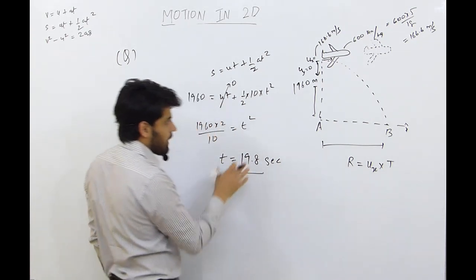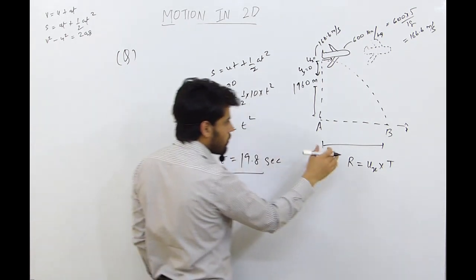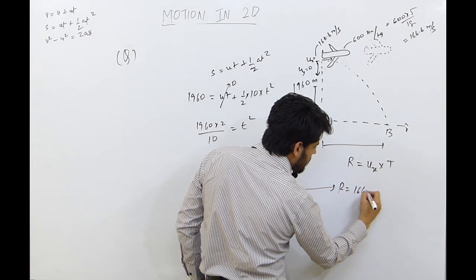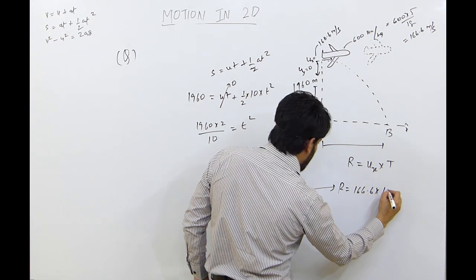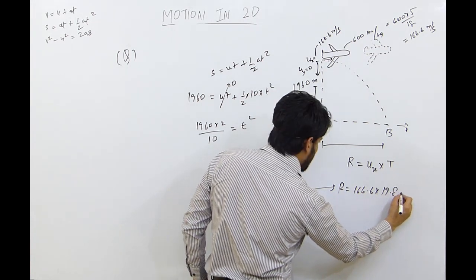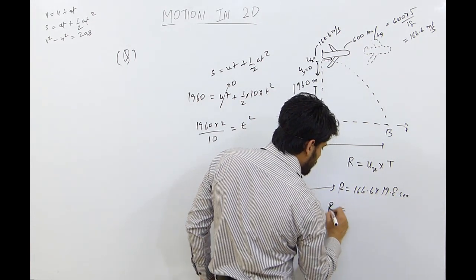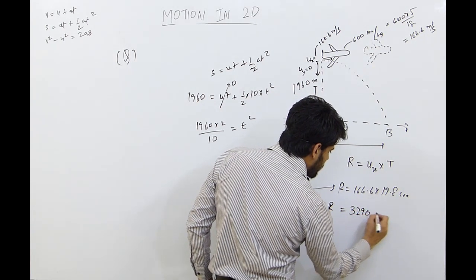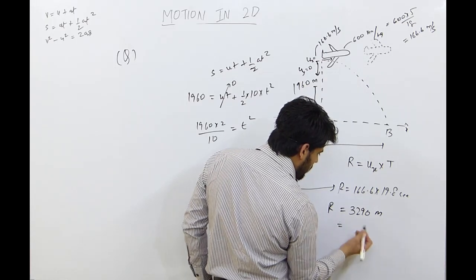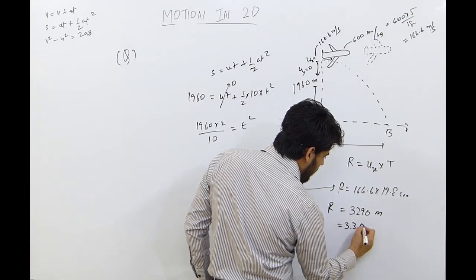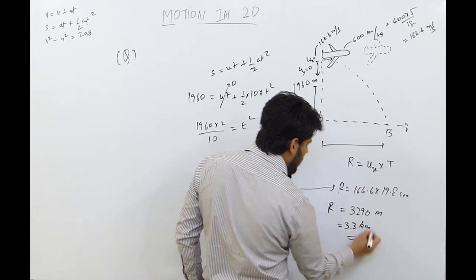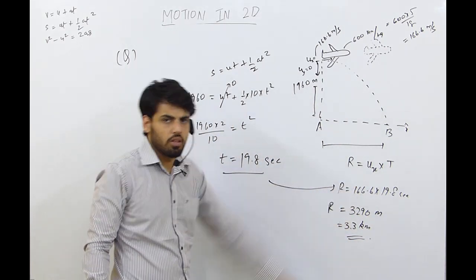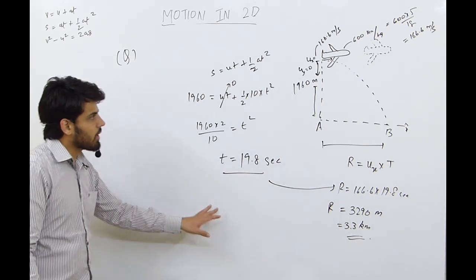So this is the time taken for the bomb to reach the ground, and for the range we will put this value: R is equal to 166.6 into 19.8 seconds. So the answer range is coming about 3290 meter, which is equal to about 3.3 kilometer. If the option is in kilometer you can take this, and if the option is in meter, that is the answer. So I think it has been clear.